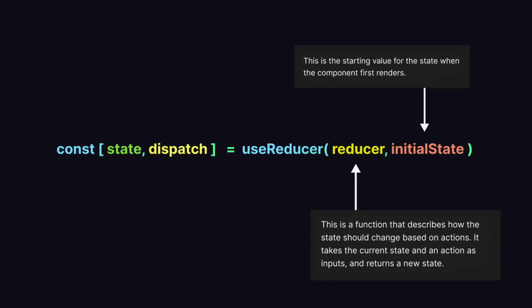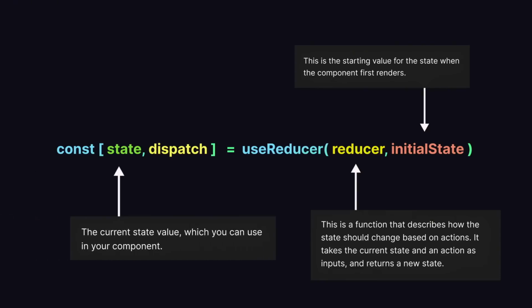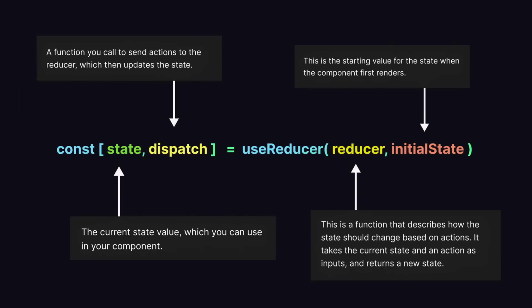But now let's talk about the things which we are going to be destructuring from the use reducer. So the first thing that we have is the state, and this is going to be the current state value which you can use inside your component. And then we have a dispatch function, and it is a function you can call to send an action to the reducer function, which then updates that state. So I know it may sound a bit scary and difficult, but trust me, it's not. So you know what, now let's get into the coding, then you will get to know what I'm talking about.